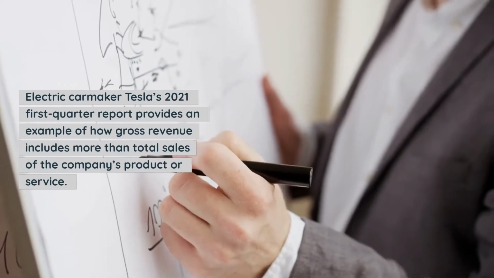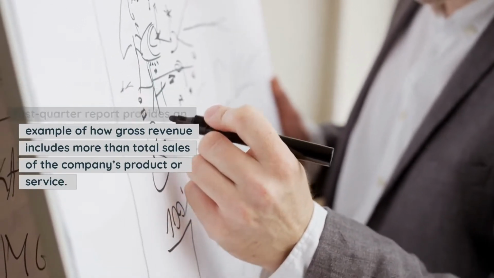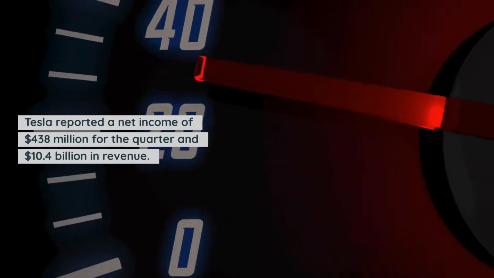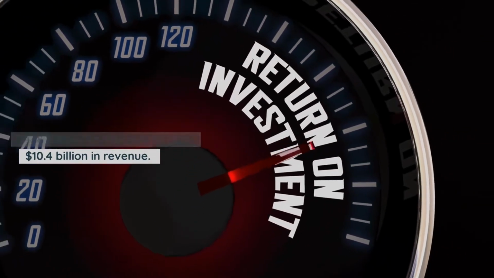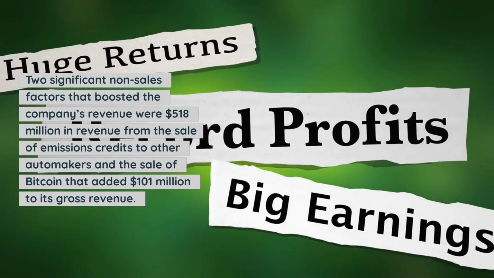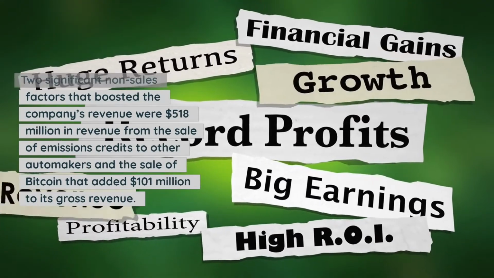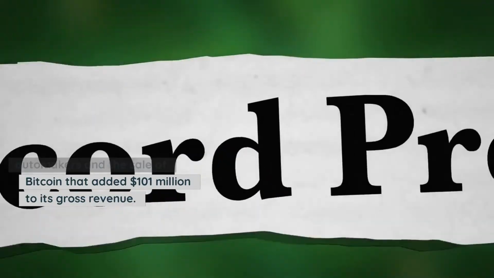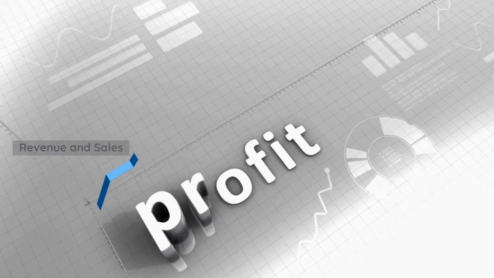Electric carmaker Tesla's 2021 first quarter report provides an example of how gross revenue includes more than total sales of the company's product or service. Tesla reported a net income of $438 million for the quarter and $10.4 billion in revenue. Two significant non-sales factors that boosted the company's revenue were $518 million in revenue from the sale of emissions credits to other automakers and the sale of Bitcoin that added $101 million to its gross revenue. The difference between revenue and sales.